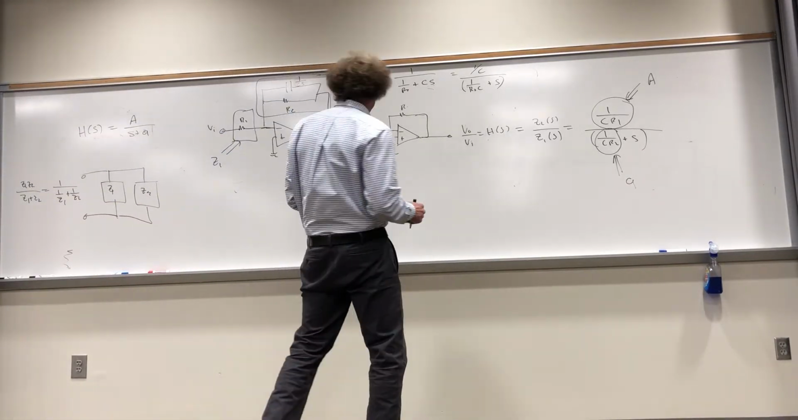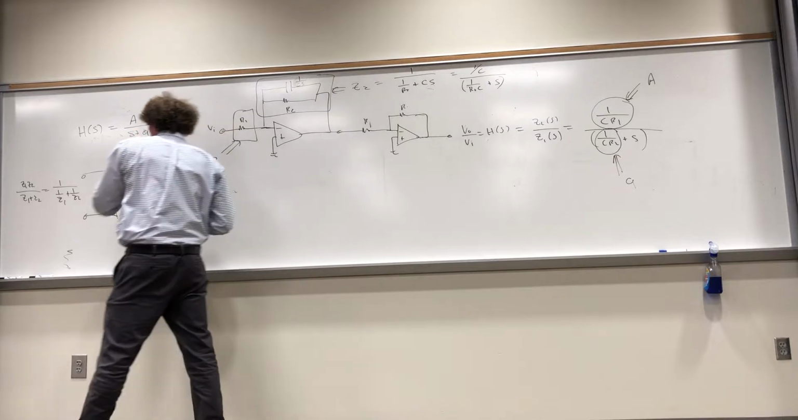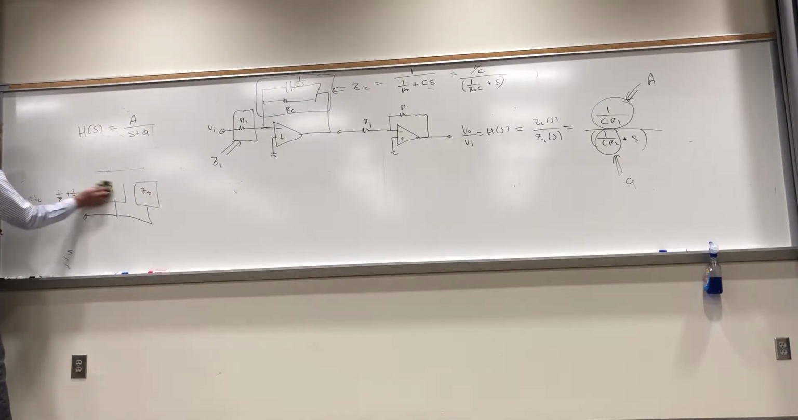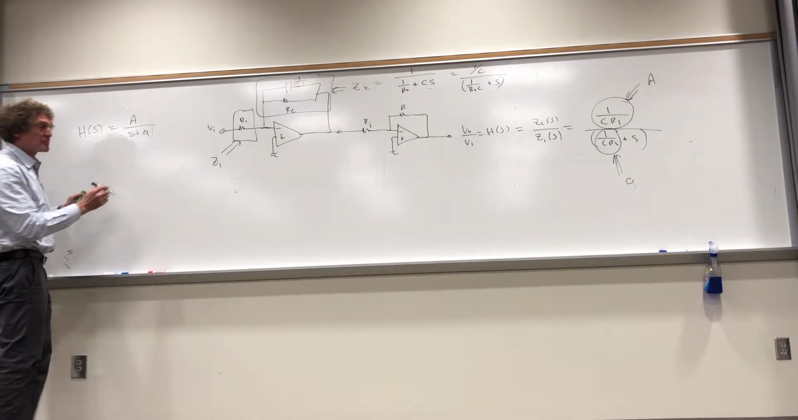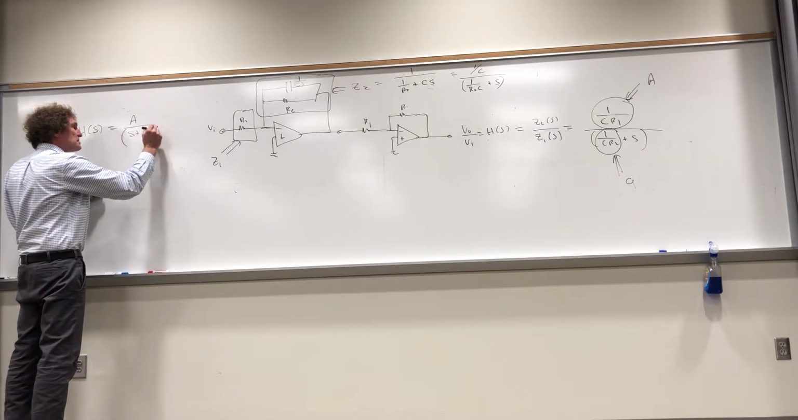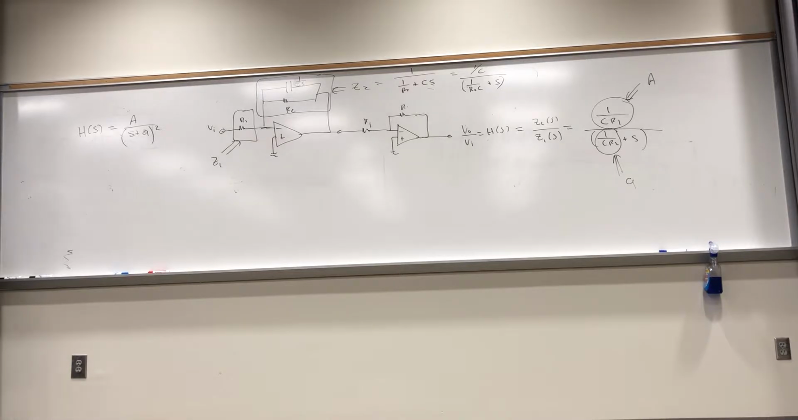Now, here's the question I have for you. That's this, right? What if I didn't want a simple pole? There's some smart people here. I've got a feeling they're going to get it. Suppose I wanted this. I want a double pole. What might I do?